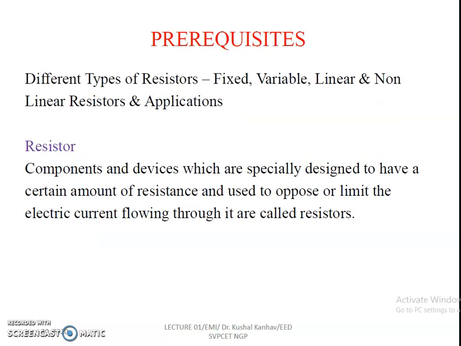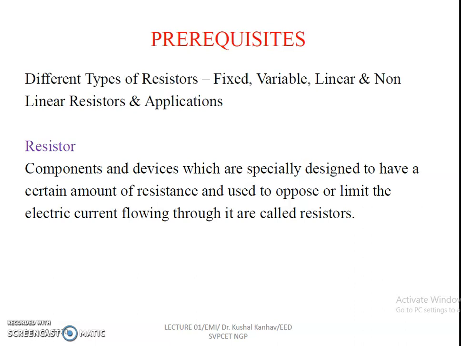Now today, for a prerequisite lecture, we are going to learn different types of resistors: fixed, variable, linear, and non-linear resistors, and their applications. Now you are all aware about resistor. You know the definition of resistor. The simple definition is the element which opposes flow of current is called a resistor. Actually, it is a device. Resistor is a device and resistance is its property.